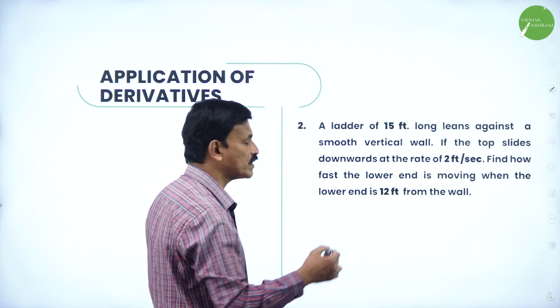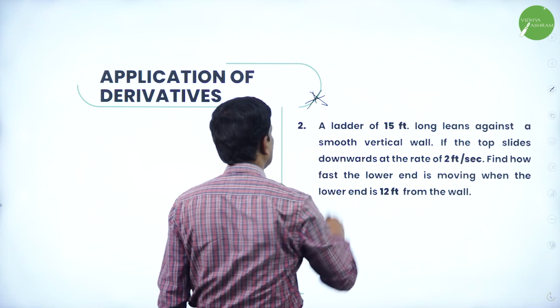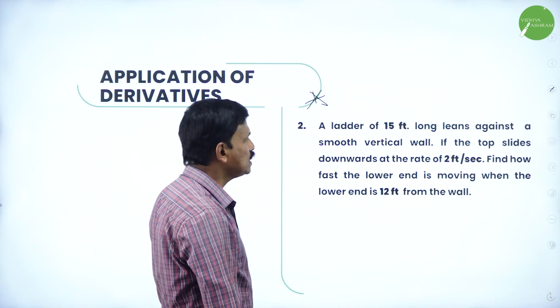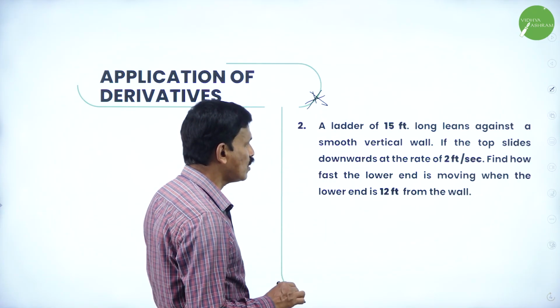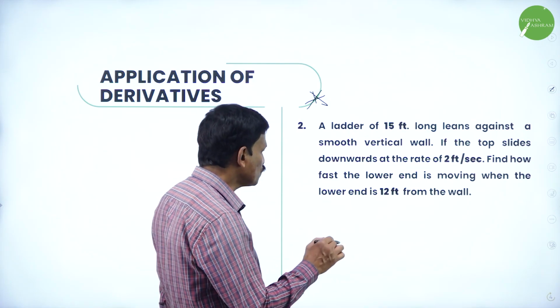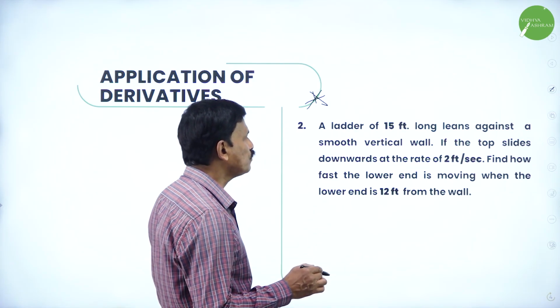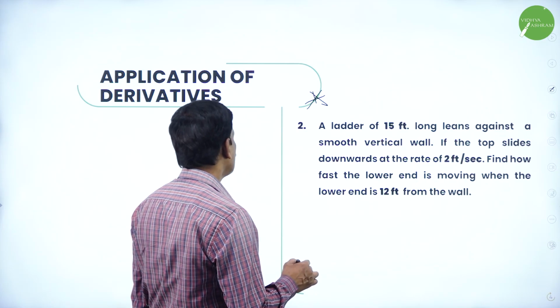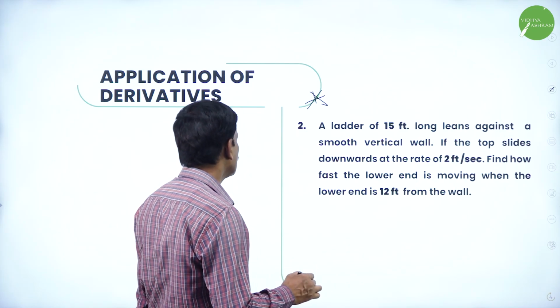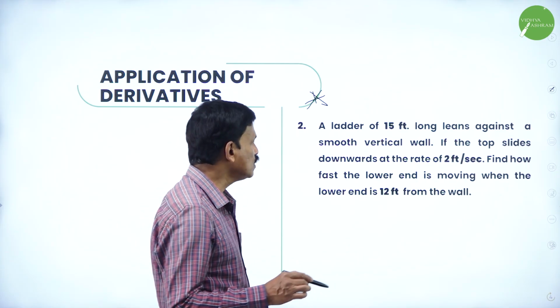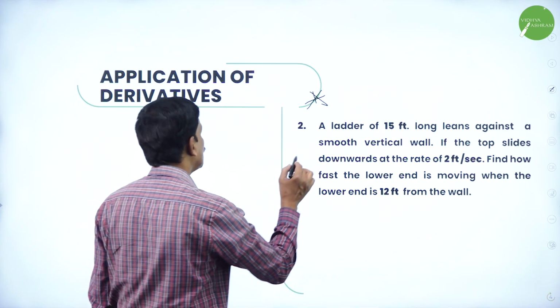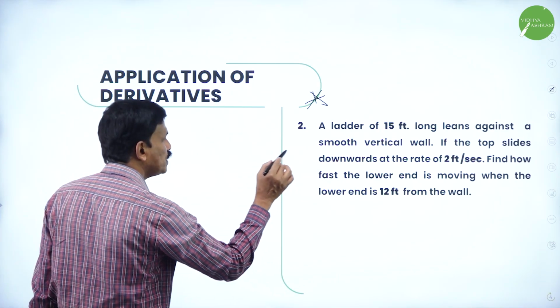A ladder. This is a very important problem. A ladder of 15 feet long leans against a smooth vertical wall. If the top slides downwards at the rate of 2 feet per second, find how fast the lower end is moving when the lower end is 12 feet from the wall. So here, what is given? A ladder of 15 feet long.